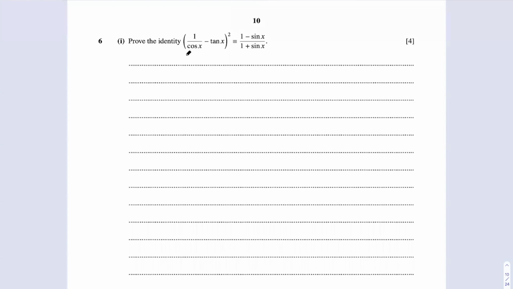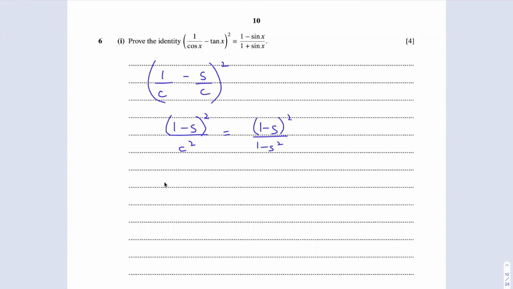In question 6, we have to prove the identity 1 upon (cos x minus tan x) whole squared is (1 minus sin x) upon (1 plus sin x). So we can start by writing tan as sine upon cos, whole squared. Taking the LCM, we have (1 minus sine) whole squared upon cos squared.